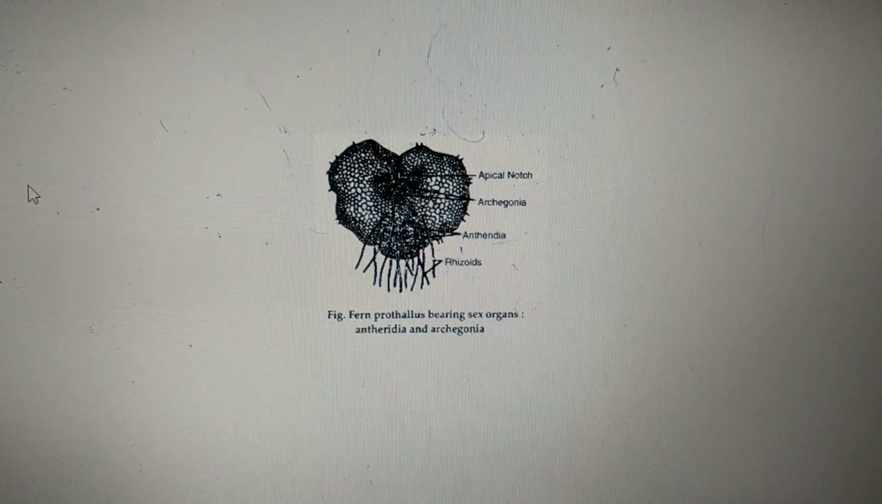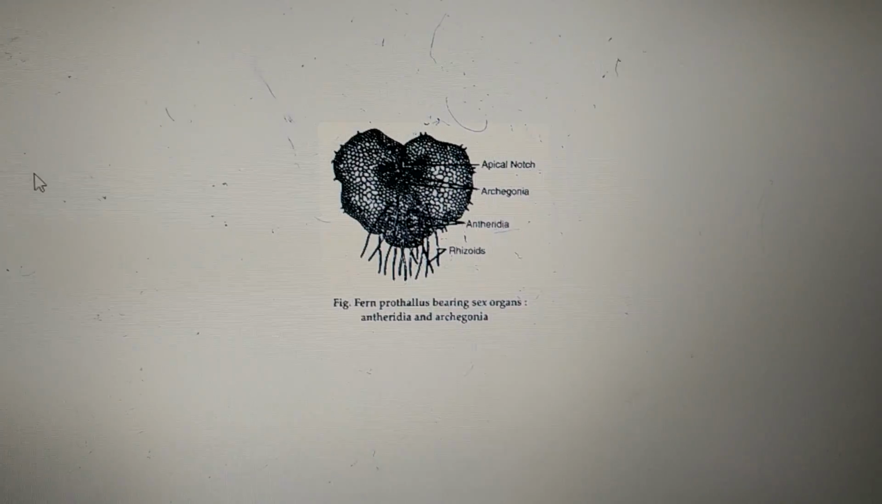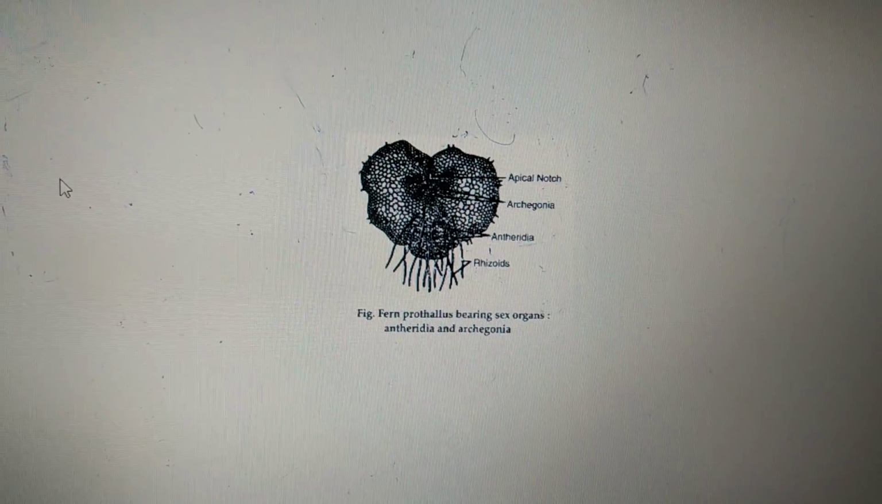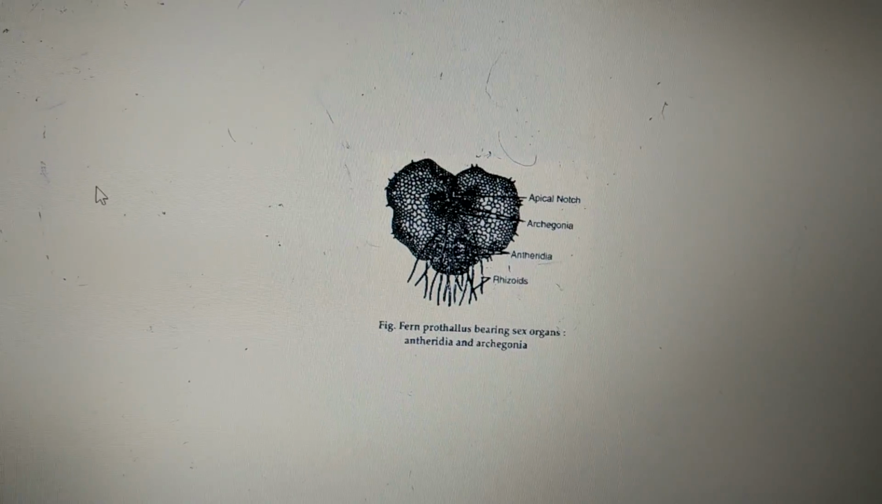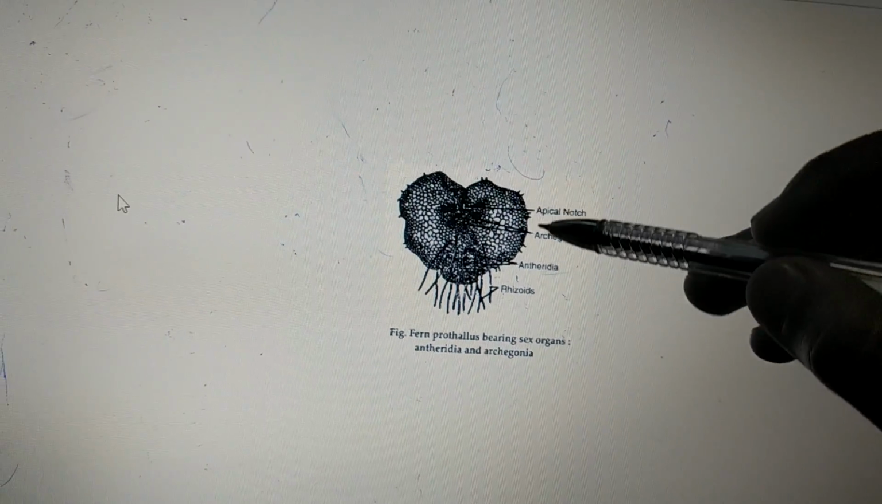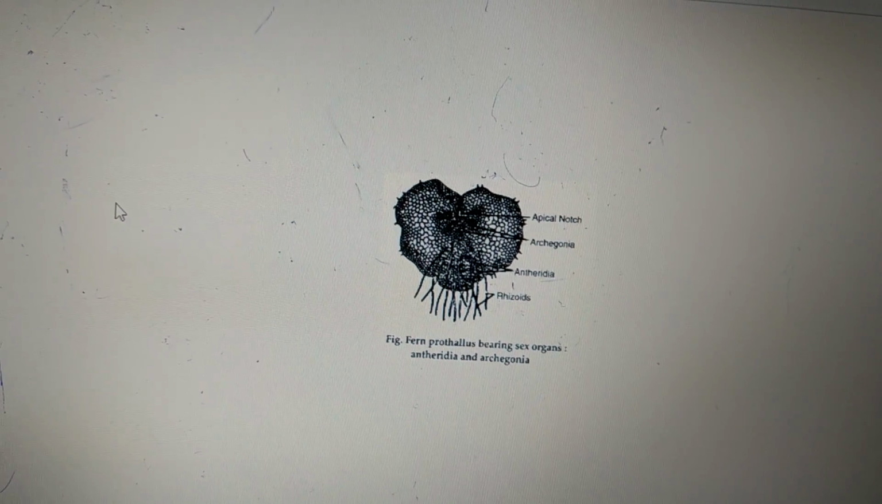Now speaking about the gametophytic generation of Adiantum, when the haploid spores fall on a suitable substratum, suitable soil, they are going to germinate. Germination leads to the formation of a structure somewhat like this. This is a heart-shaped gametophyte phase in the case of Adiantum. It is nothing but a prothallus.